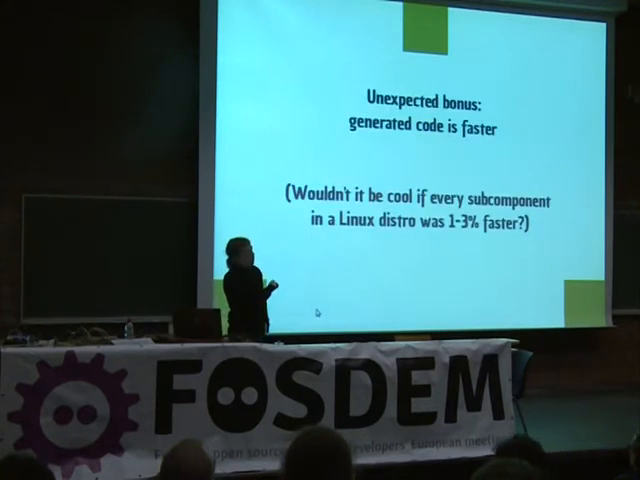An unexpected bonus of Unity builds is that the code generated runs faster. I'm not going to go into details. If you care, come talk to me afterwards. Wouldn't it be cool if every single subcomponent in a Linux distro would be 1 to 3% faster? I would like that. Embedded people might like this as well.